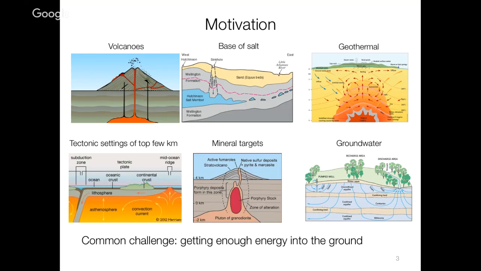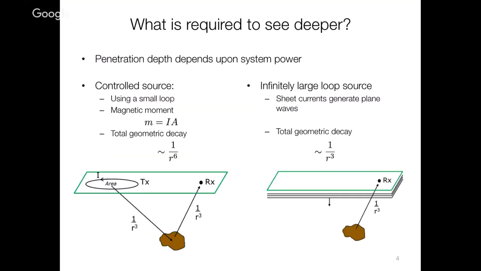So we've got volcanoes, we've got base of the salt structures, we've got geothermal energy, we've got groundwater, large-scale mineral deposits like porphyry deposits, and we've got tectonic settings. So all of these things are big, and we're going to excite them. We need to get big energy to go into the ground. The question is, how do we do that? And what are we up against?